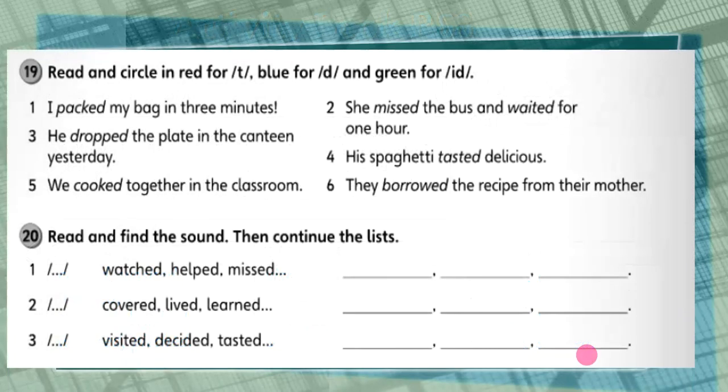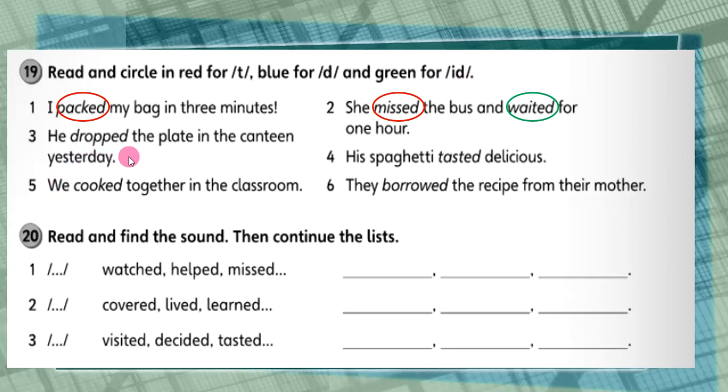Next, you are going to read and circle in red the t sound, in blue the d sound, and in green the id sound. So, number 1: I packed my bag in 3 minutes. In what color am I going to circle this verb? Packed. Yes, well done. It's red because it's a t sound. Number 2: she missed the bus and waited for 1 hour. Missed here is, again, the t sound. Well done. Waited is green because it's an id sound.